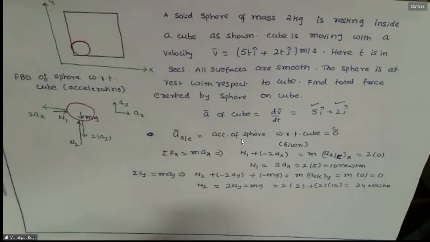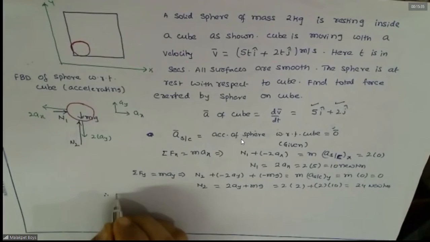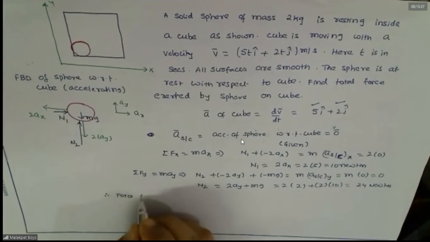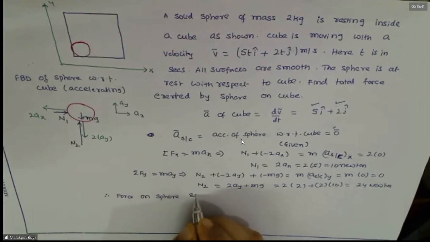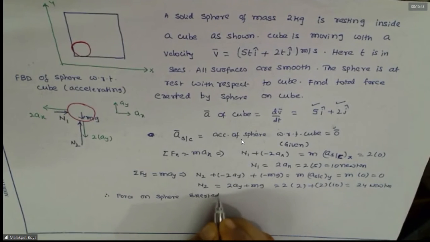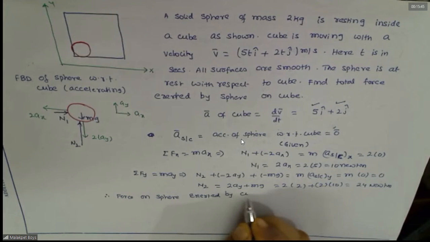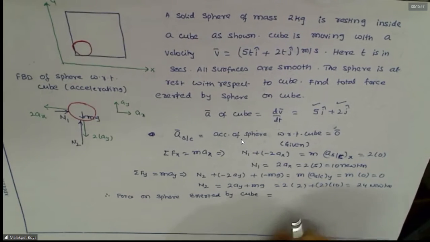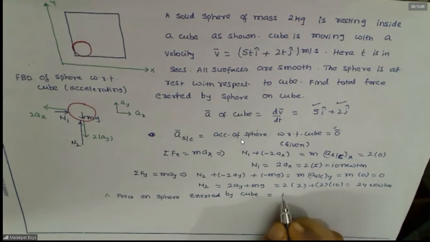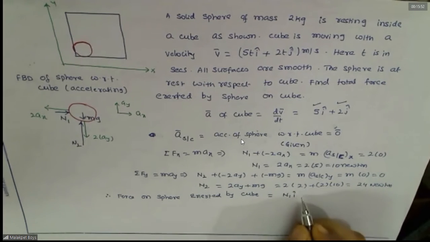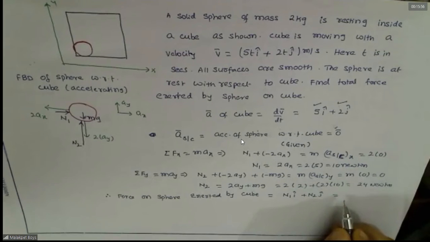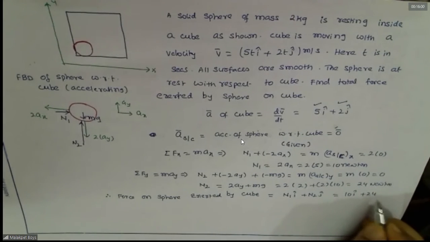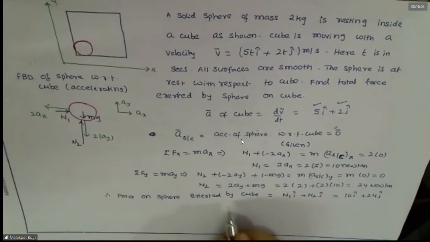That means, therefore, we can say that force on sphere exerted by Q is nothing but N1 i cap plus N2 j cap. N1 is nothing but 10 i plus 24 j. Now you need net force, no?